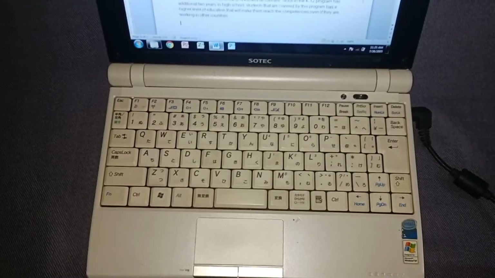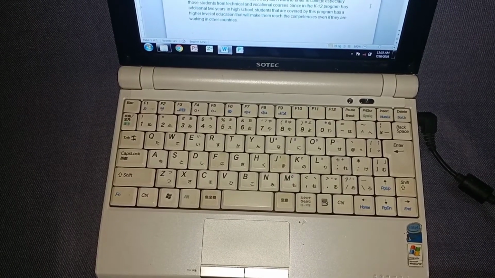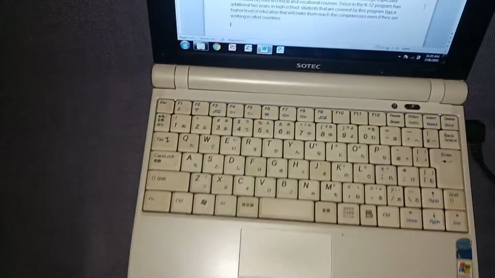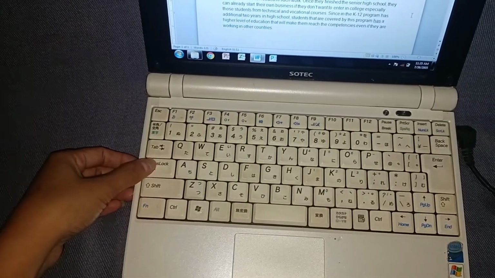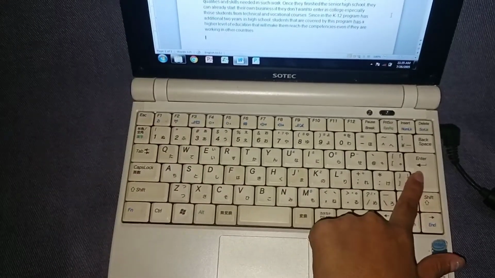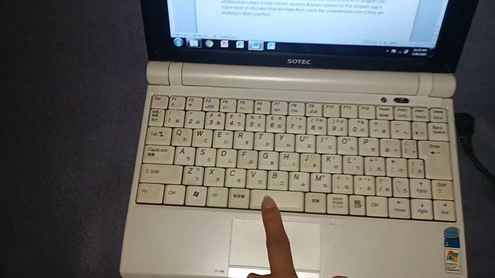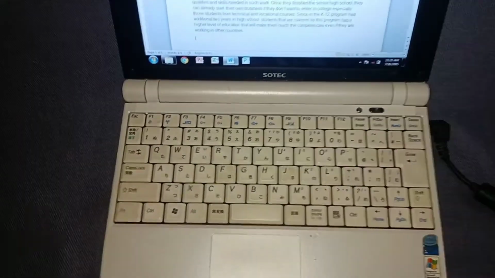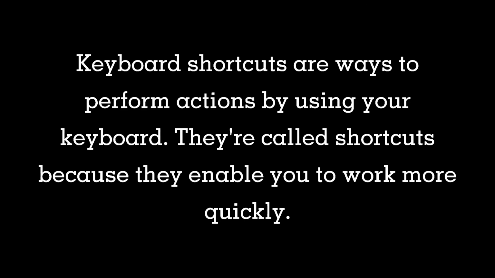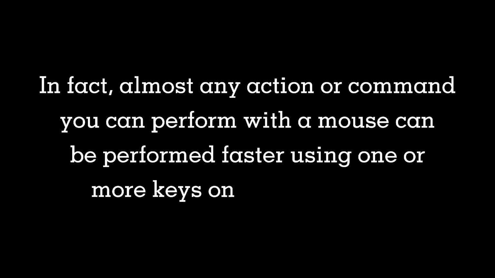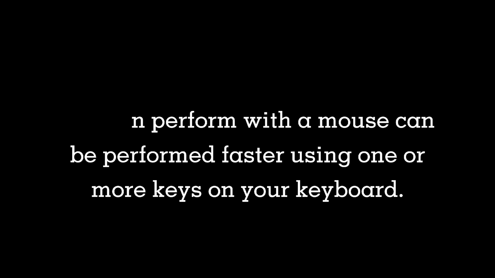In addition to letters, numerals, punctuation marks, and symbols, the typing keys also include Shift, Caps Lock, Tab, Enter, the space bar, and the Backspace. Let's move on to the keyboard shortcuts. Keyboard shortcuts are ways to perform actions by using your keyboard. They're called shortcuts because they enable you to work more quickly. In fact, almost any action or command you can perform with a mouse can be performed faster using one or more keys on your keyboard.